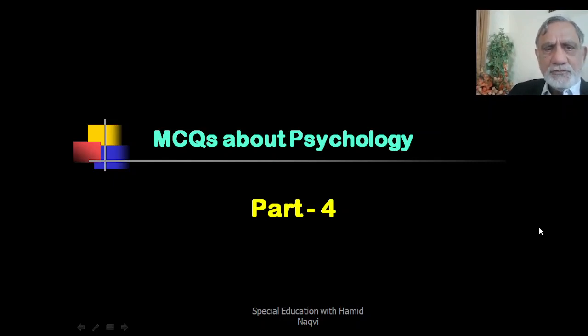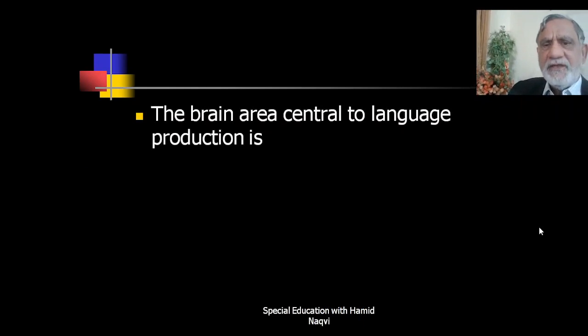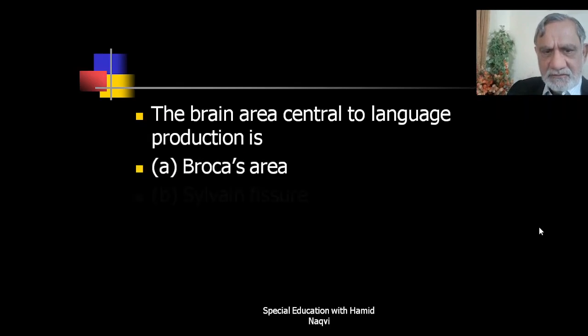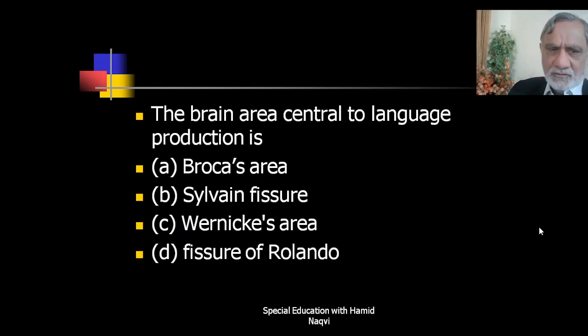We'll continue practicing MCQs about psychology, and this is part 4. Let's start. The first question is: the brain area central to language production is Broca's area, Sylvian fissure, Wernicke's area, or fissure of Rolando? The correct answer is the first one.